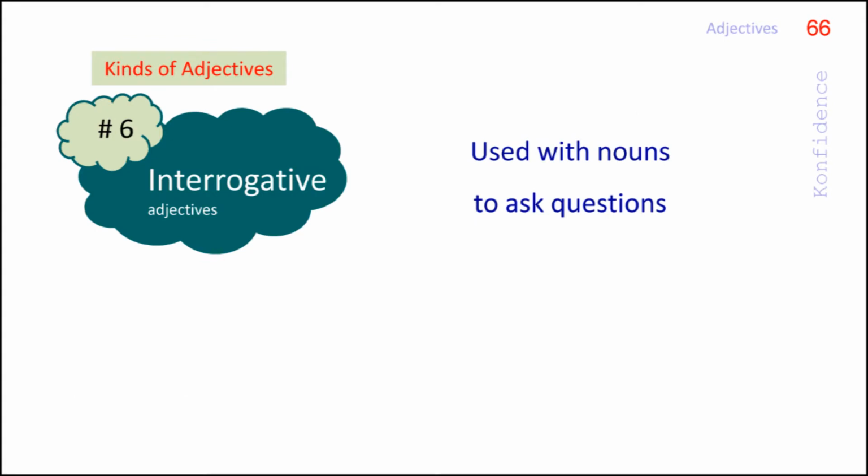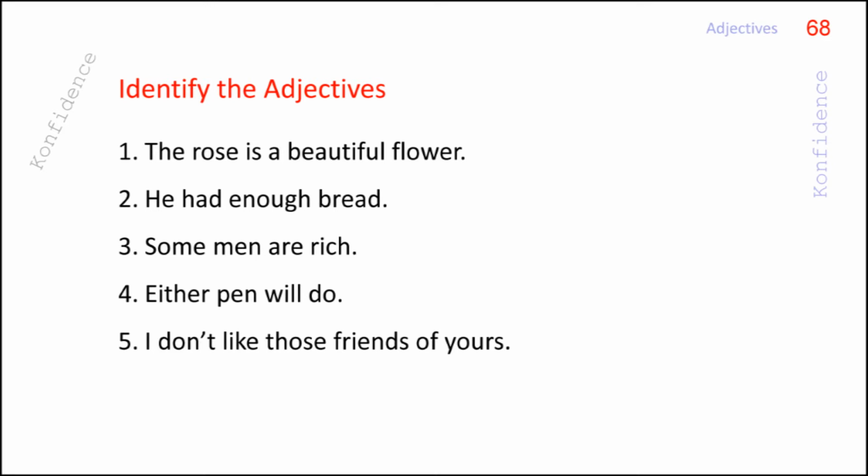Finally, adjectives which are used with nouns to ask questions are called interrogative adjectives. In the sentence given, the underlined word what is an interrogative adjective because it is placed before a noun to ask a question. Can you identify the adjectives in each of the sentences given in the slide?